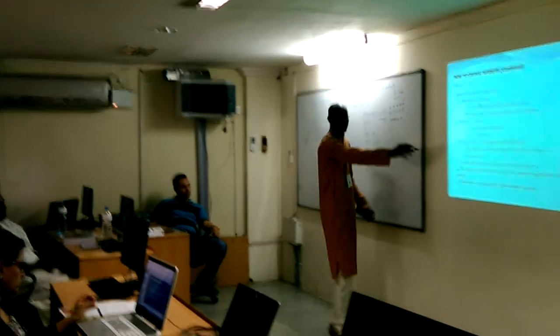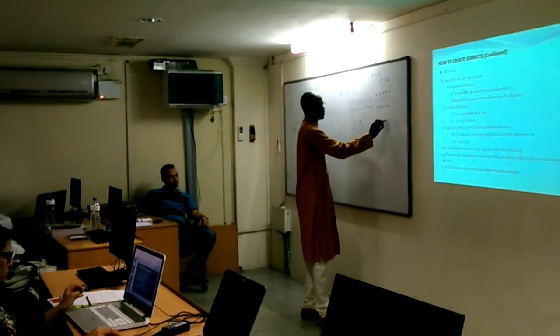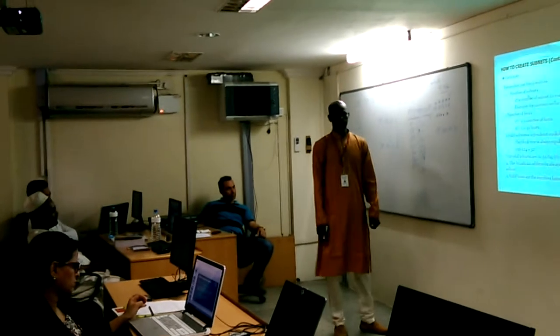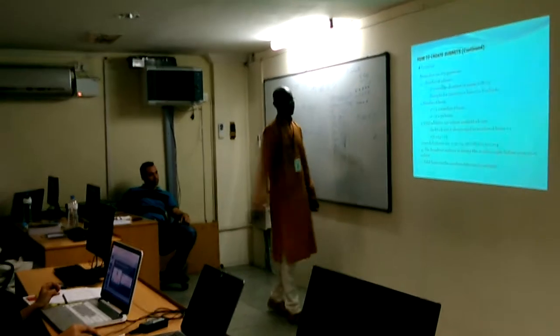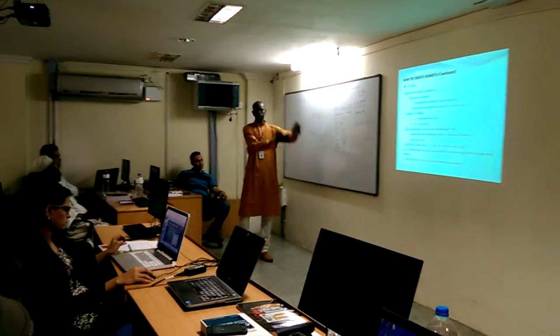For the second one, same. You do the same. The subnet address is 32. The broadcast is .63. So in between are IP addresses for hosts.